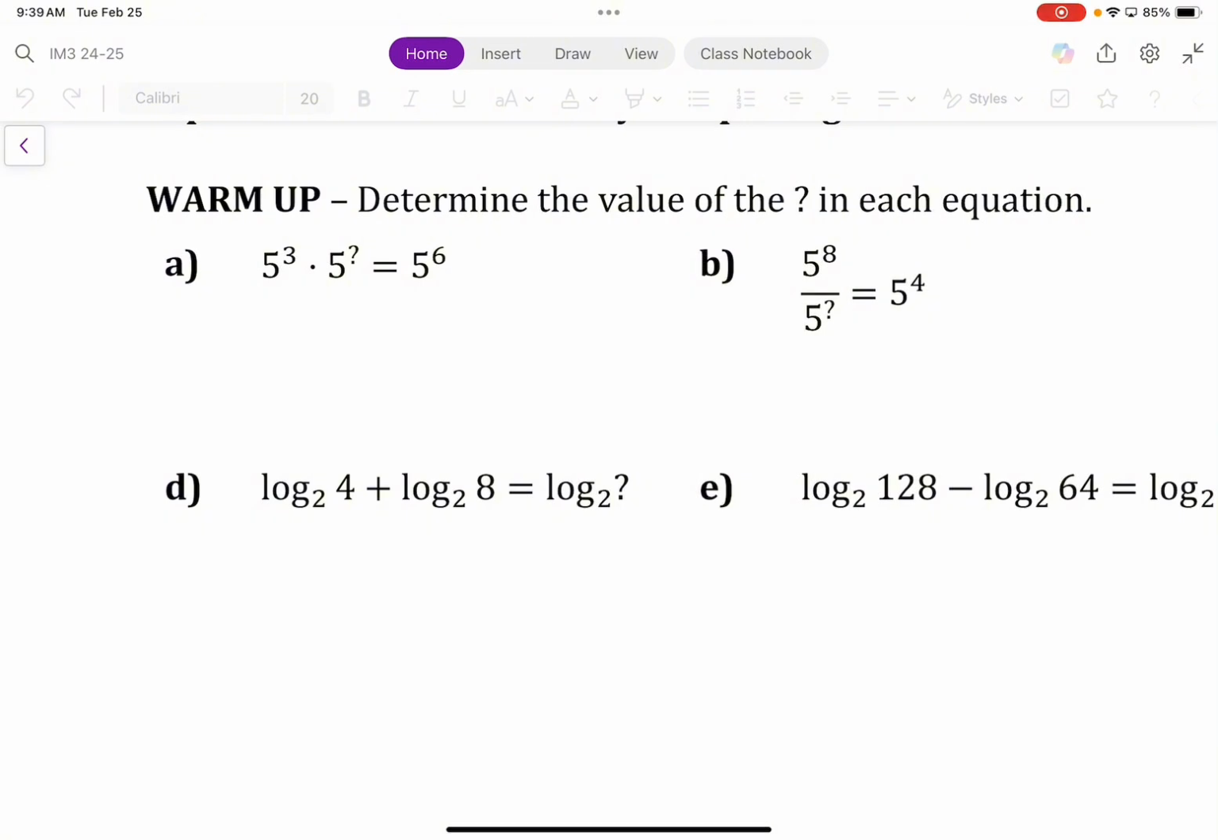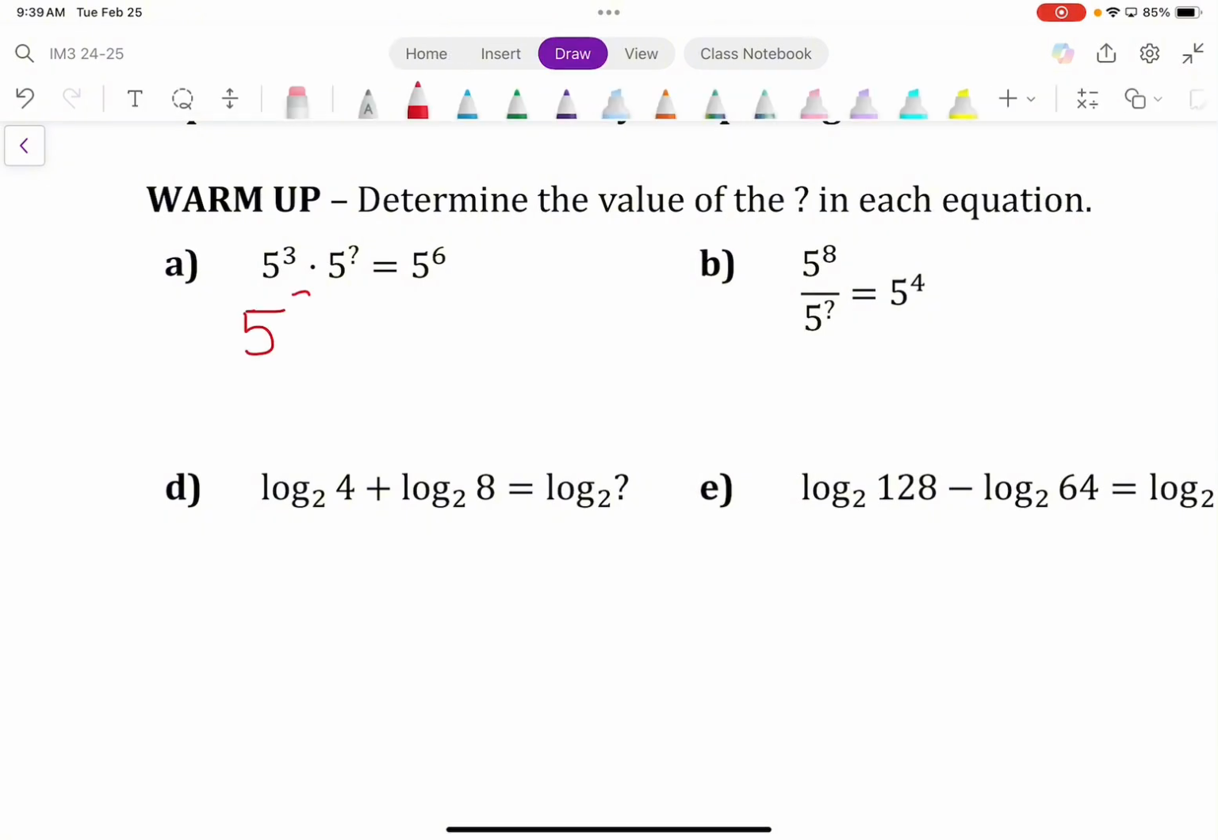5 to the third. So watch what happens. If I make this 5 to the third times 5 to the third, what's going to end up happening is we can add the exponents. 3 plus 3 would give us 5 to the sixth. Right?